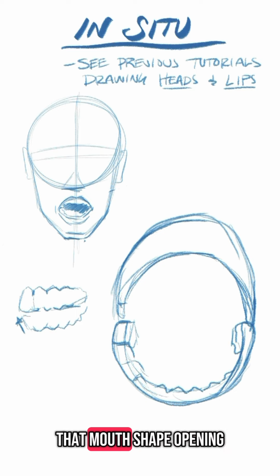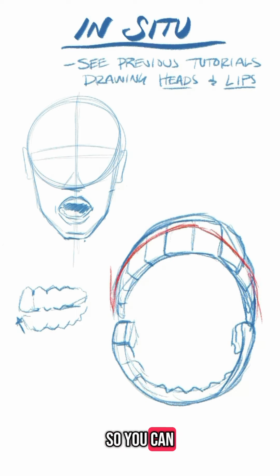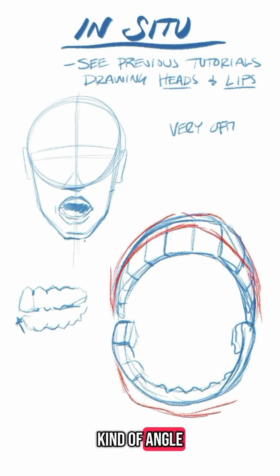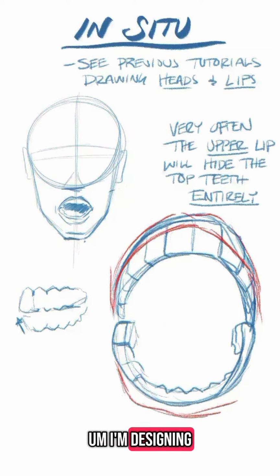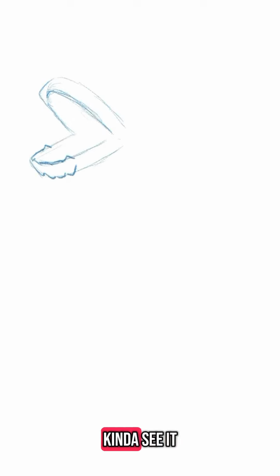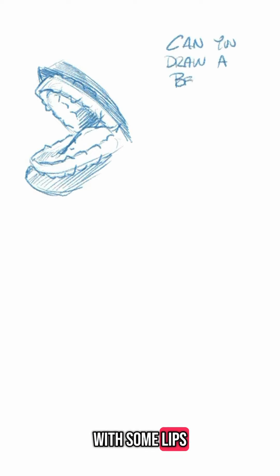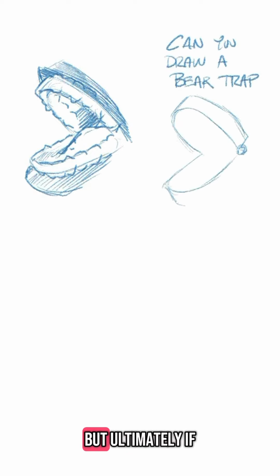You can see that mouth shape opening. I'm kind of drawing it from the side, so you can see that the teeth, bottom and top, kind of angle out a little bit as they come forward. I'm designing this a little bit like a bear trap. So you can kind of see it here from the side again, a fuller set of teeth. And I'm layering in some detail, then I'm going to layer that over with some lips, put a little tongue in there for context. But ultimately, if you can draw a bear trap like this, you can draw a mouth.